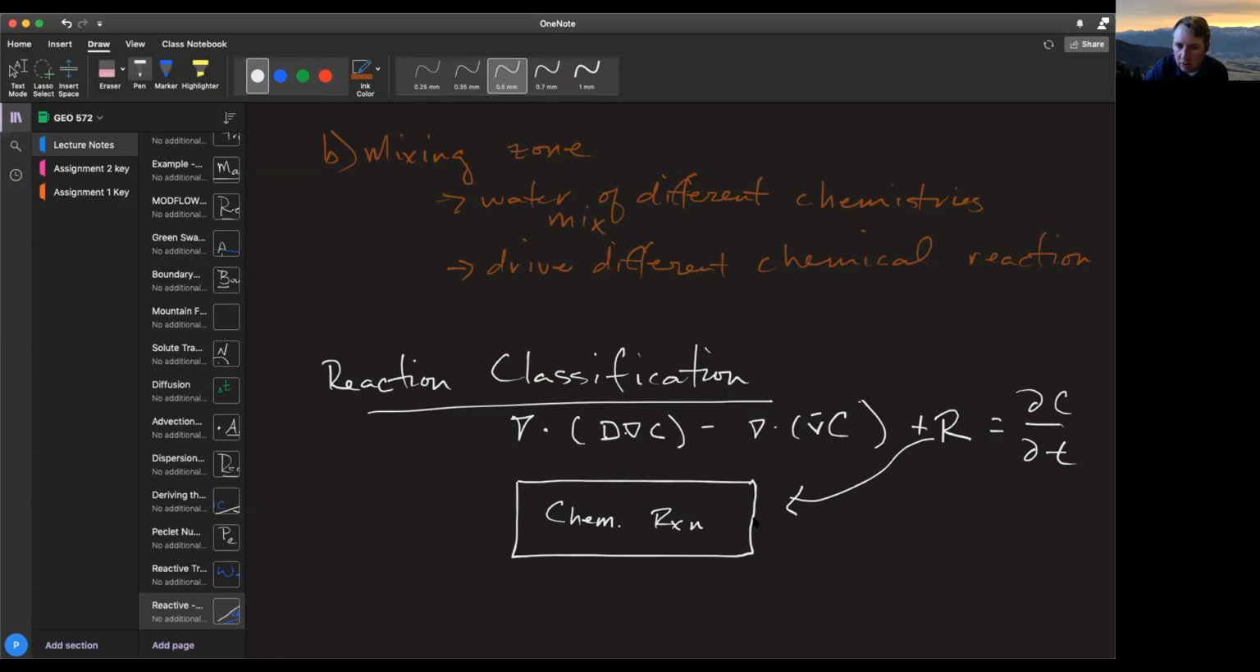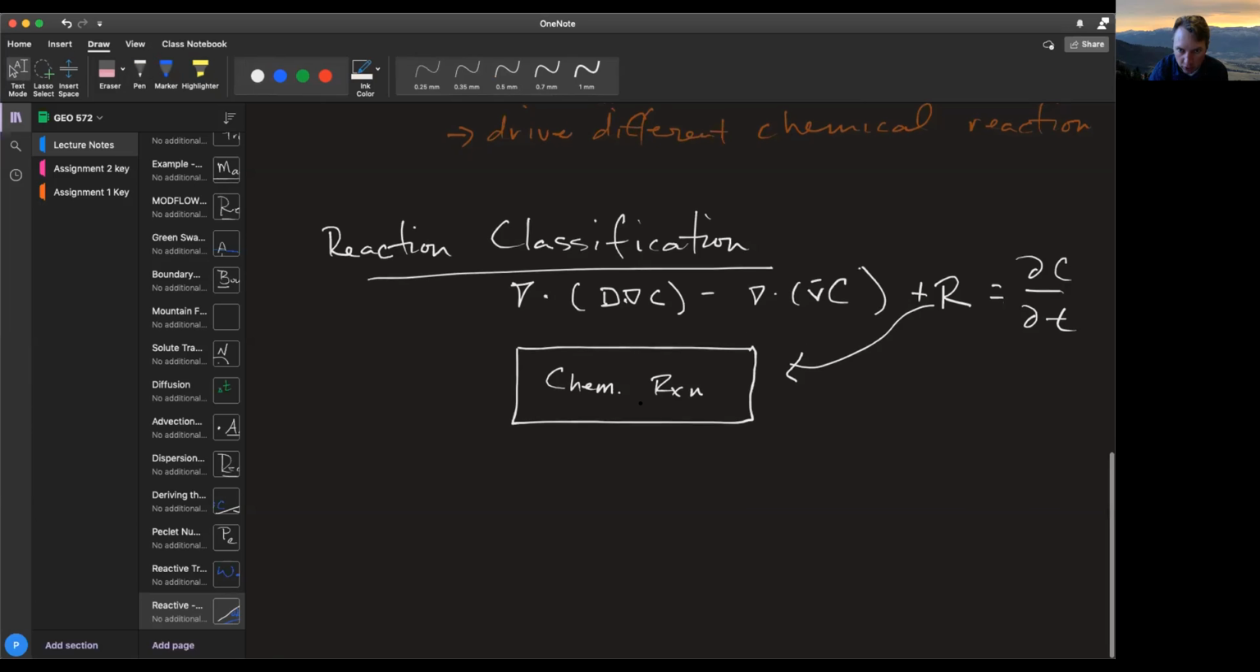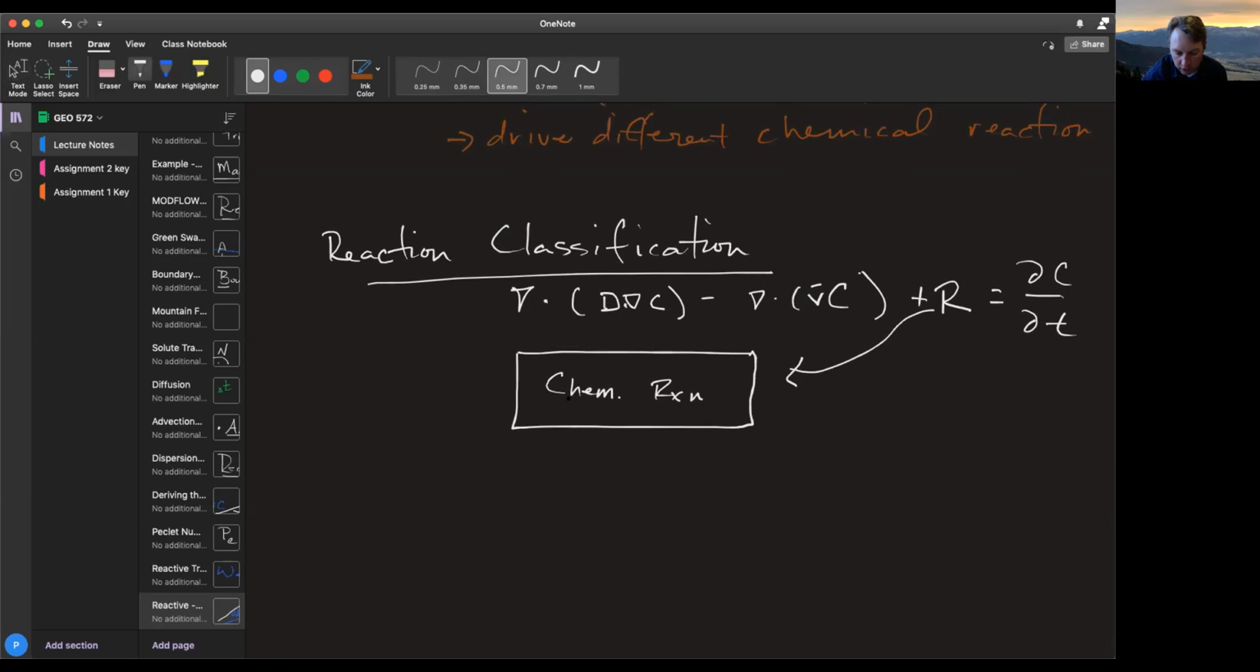These are our chemical reactions, and these are sources and sinks in our advection dispersion equation. So all of these reactions fall under this chemical reaction term. We had a first example of these kinds of reactions with absorption, and we talked about how sticking to the surface might be a source or a sink of solute from the aqueous phase. All of these chemical reactions can be put under this reaction term in our advection dispersion equation.